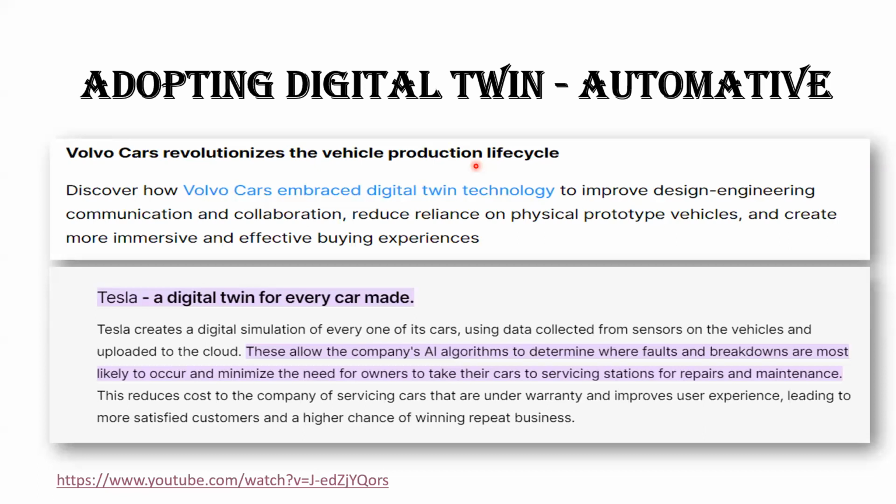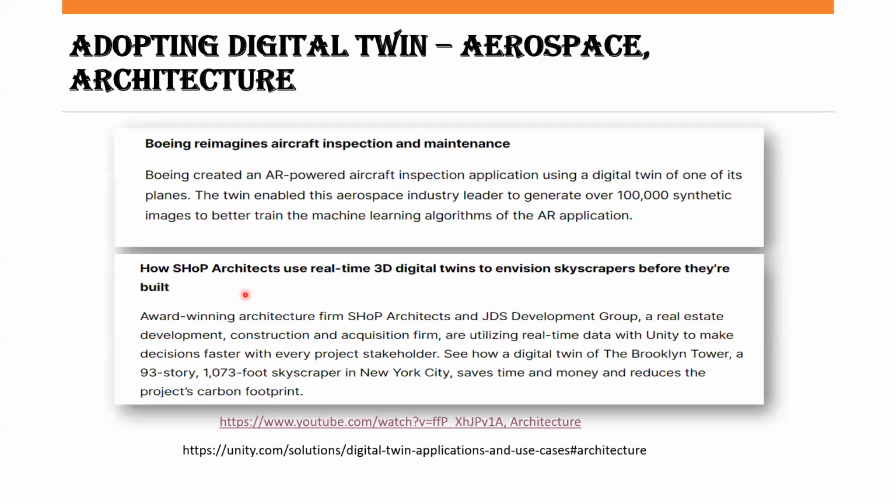So as you saw, digital twin is getting adopted, or has already been adopted, in the automotive industry. Further, in the field of aerospace and in the field of architecture, Boeing has created its own digital twin of one of its planes, and they claim that whatever data we got was not enough, and we had to model it. We had to create 100,000 synthetic images to train the machine learning algorithms of the AR application.